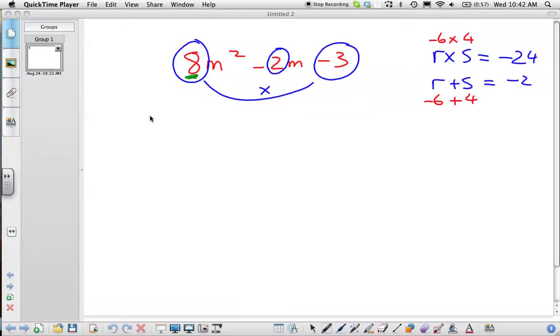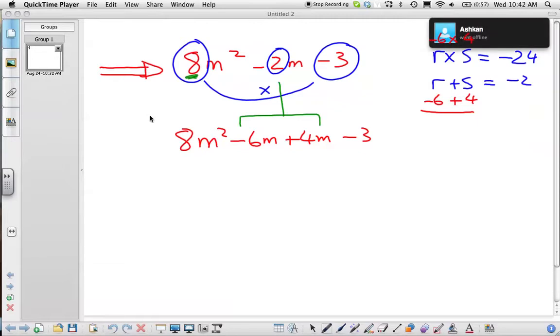I then rewrite this equation in a slightly different way. I keep the first term as it is, but the second term I split into two parts using these numbers: minus 6m plus 4m minus 3. Now, if you look at this, minus 6m plus 4m is exactly the same as minus 2m. So we haven't actually changed it, we've just written it in a different way.